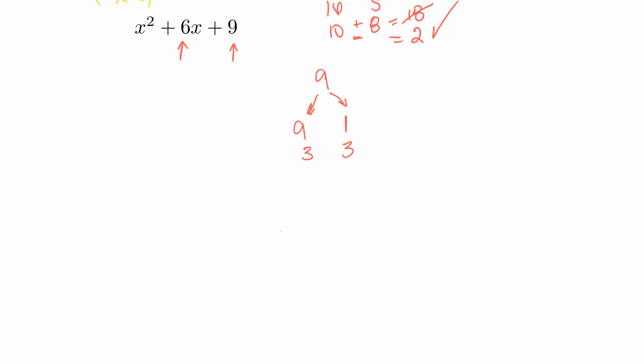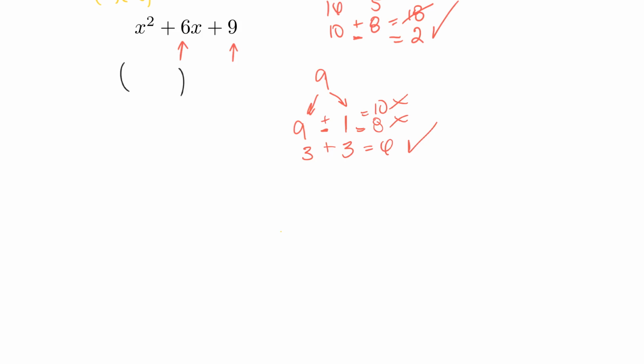Let's analyze the first one, 9 plus 1, that will give me 10. No, we are not interested in 10, we are interested in 6. 9 minus 1, that will give me 8, so none of these work. 3 plus 3, that will be 6, and that's the number we need. So what do we do now?